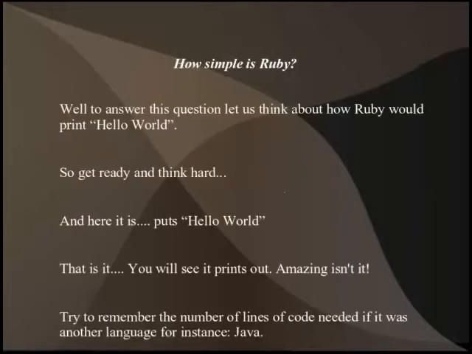Now, how simple is Ruby? Well, to answer this question, let us think about how Ruby would print Hello World. So get ready and think hard. And here it is. Puts, Hello World. That is it. You will see it prints out. Amazing, isn't it? Try to remember the number of lines of code needed if it was another language, for instance, Java. It is definitely more. Ruby makes it that simple to assimilate and use.